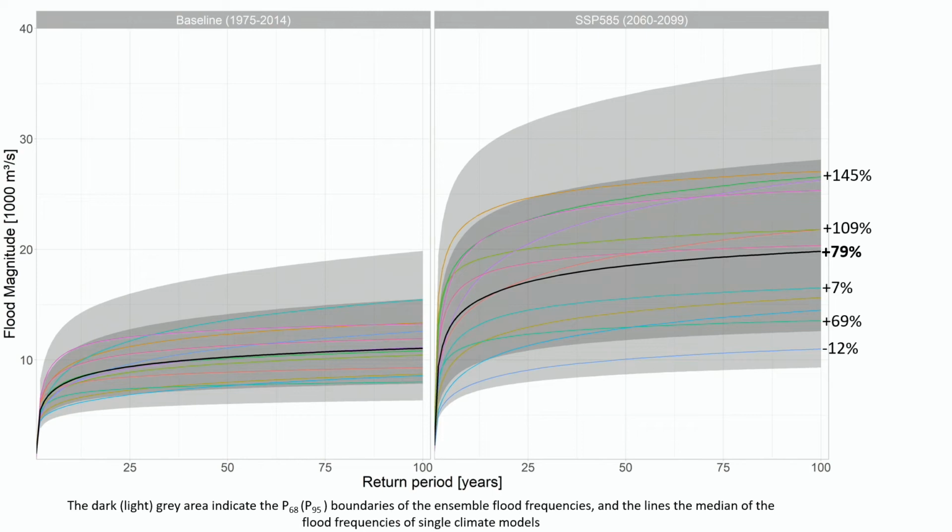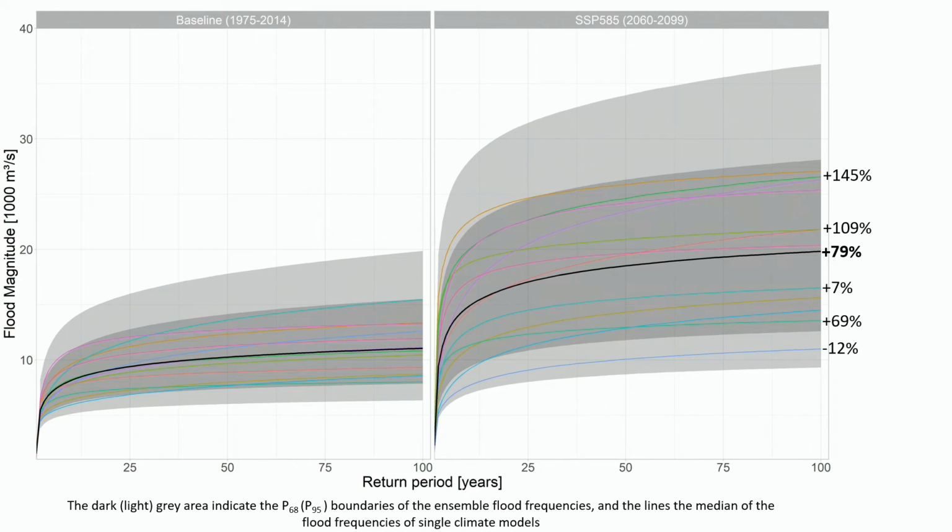If we look at how the flood frequencies and magnitudes change from the baseline to the future, we have a range of different changes. In the lowest case, the flood magnitude for the 100-year event decreases by 12%, while in the highest model, the flood magnitude increases by 155%. So if we used just a single model, we would get very different results based on the model that we selected.